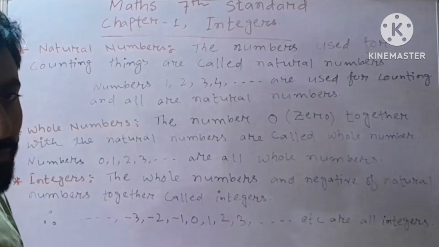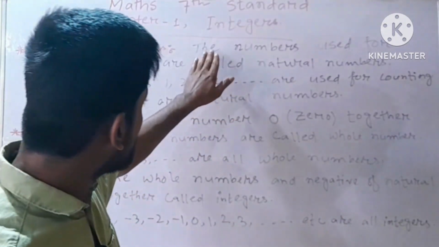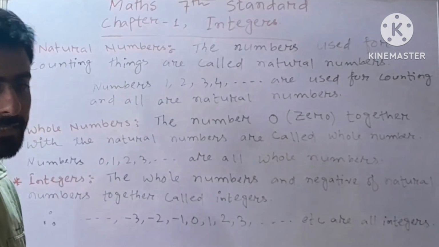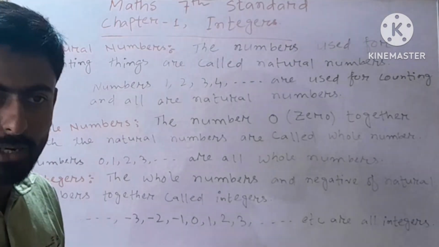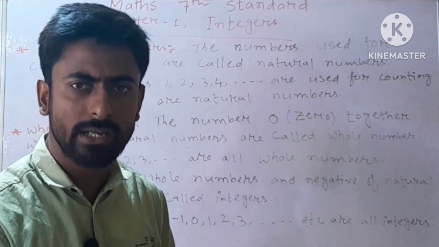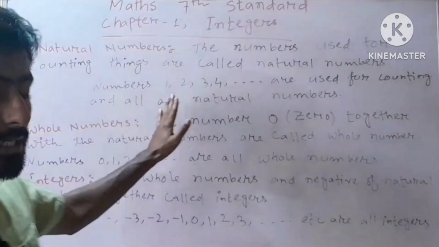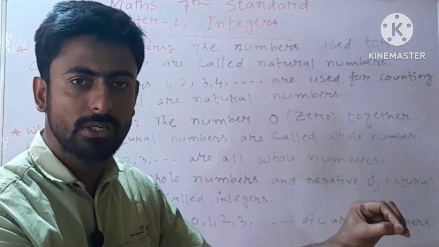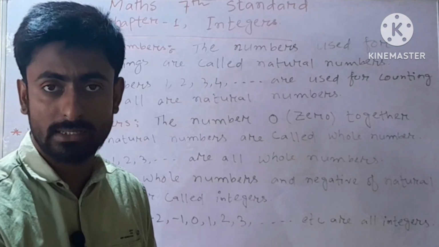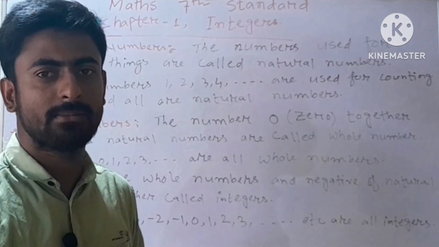Here I have given the definition of natural number. The definition is: the numbers used for counting things are called natural numbers. That means all numbers we use for counting in our daily life are natural numbers. So numbers 1, 2, 3, 4, 5, ... up to infinity are used in counting in our daily life. So these numbers are all natural numbers.